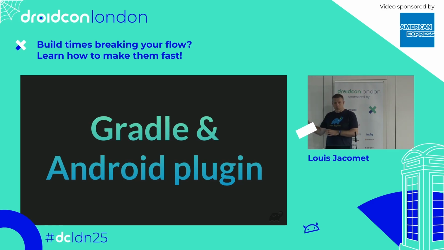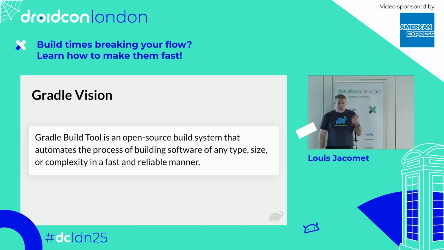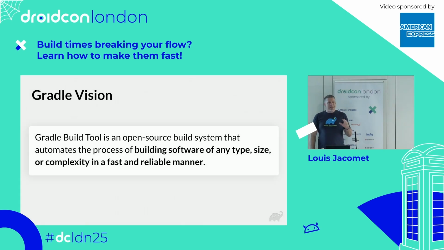For the rest, we're talking about open source features that you can enable in your builds. So the idea, the vision we have for the Gradle build tool is that it's an open source build system. We want to automate the process of building software, but not any software, like software of any type, size, or complexity in a fast and reliable manner. And we understand that our vision is not yet the reality. There are difficult elements, there are frustrating elements, some stuff is slow, and there are places where we can do better.